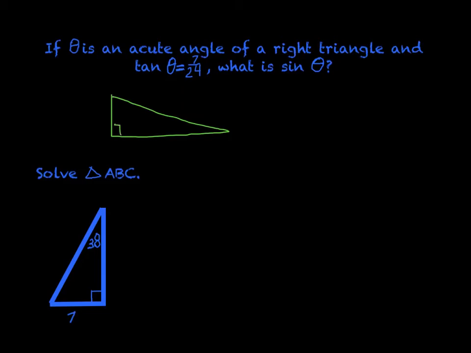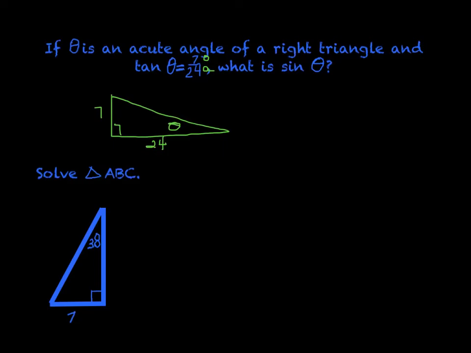Okay, and I'm just going to randomly pick theta. It doesn't matter because my answer will be the same no matter what. But tangent of theta is 7/24. And if you remember, this is the opposite over the adjacent. So this side is the 7. This side would be the 24.